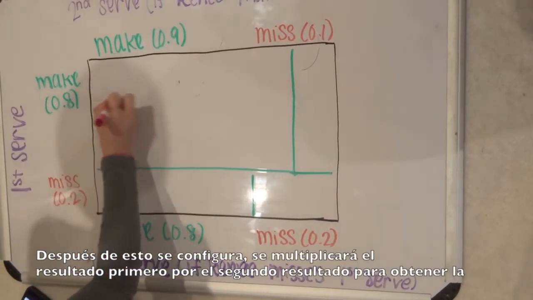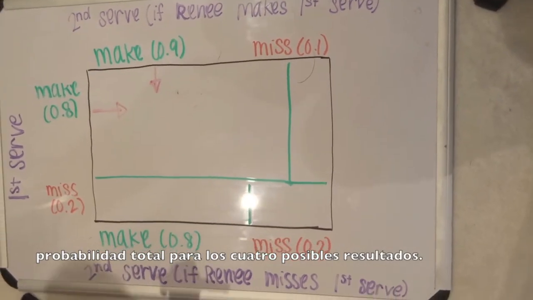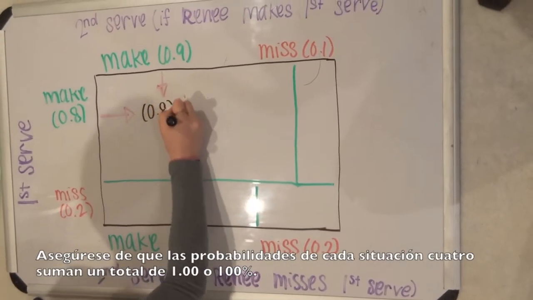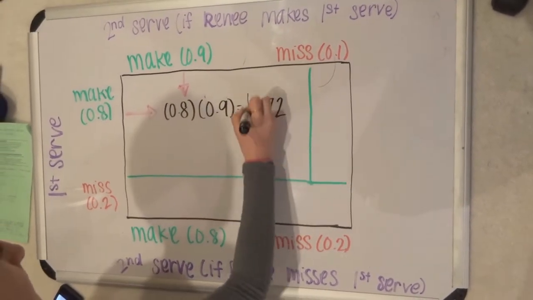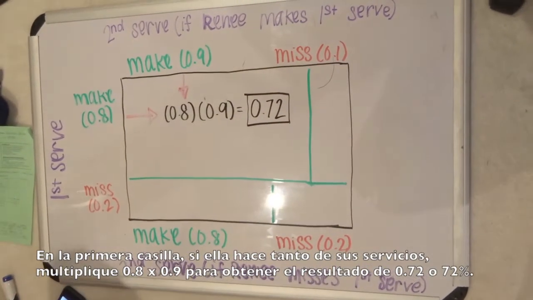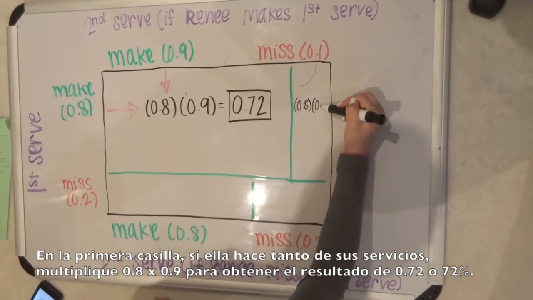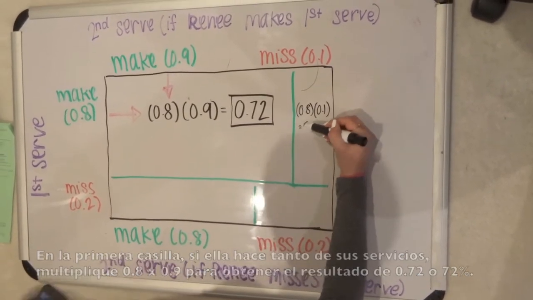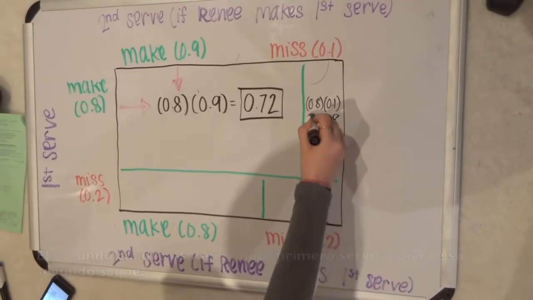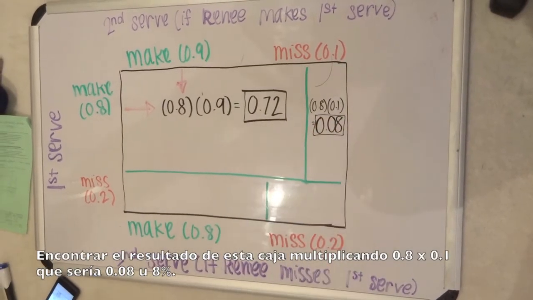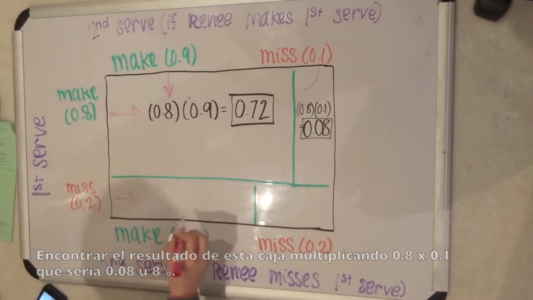After you set this up, you will multiply the first outcome by the second outcome to get the total probability for the four possible outcomes. Make sure the four probabilities of each situation add up to a total of 1.00 or 100%. In the first box, if she makes both of her serves, multiply 0.8 times 0.9 to get the outcome of 0.72 or 72%. The second box is if Renee makes her first serve and misses her second serve. Find the outcome of this box by multiplying 0.8 times 0.1, which would be 0.08 or 8%.